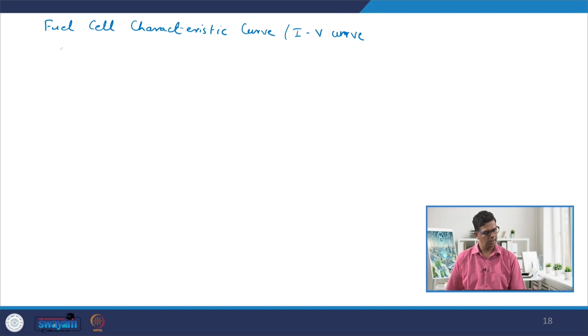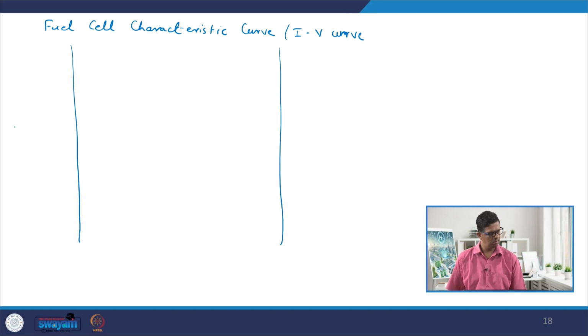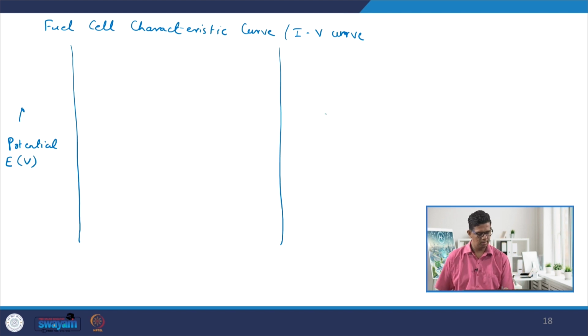Right. So, let us draw two verticals. This is my potential vertical, this is denoted by E, unit is volt, and this is my energy vertical. And this has unit kilojoules per mole.